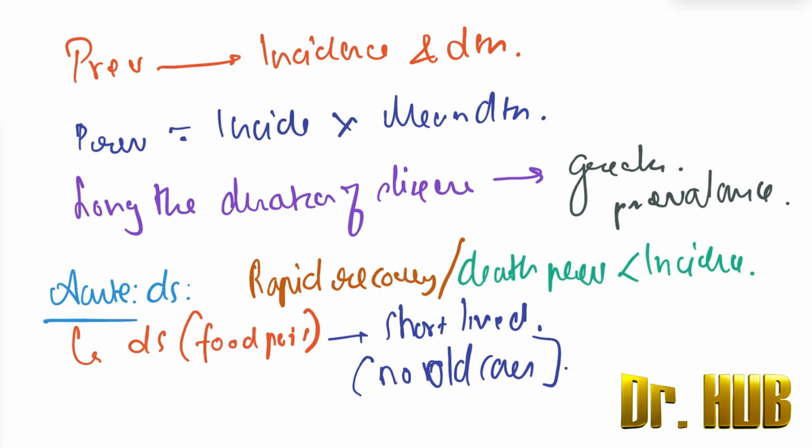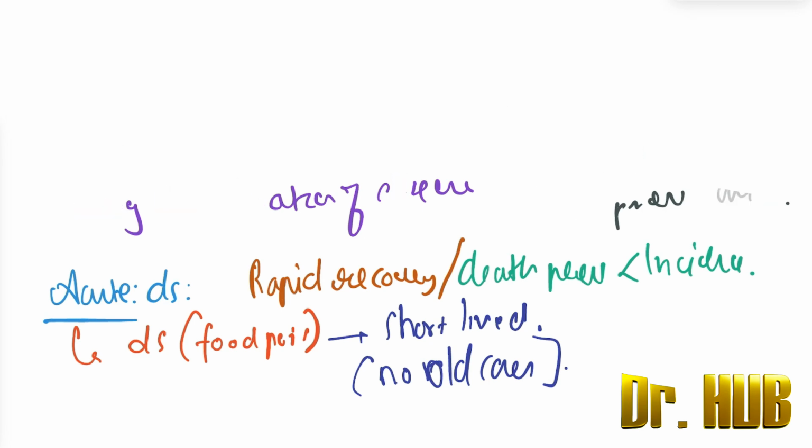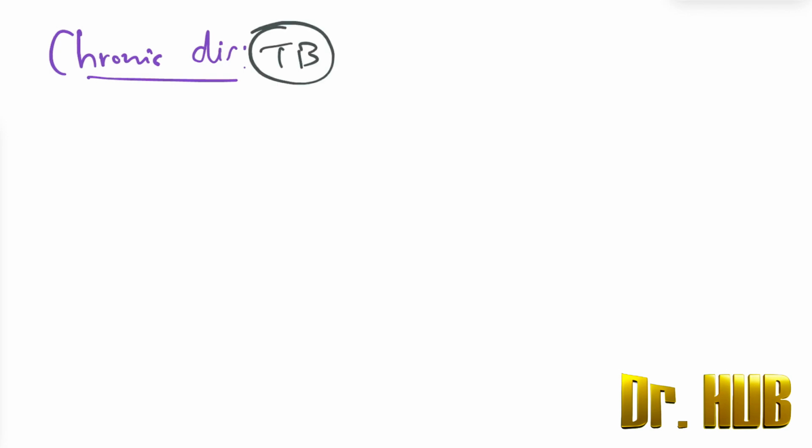Next we move on to chronic diseases like TB. Here the prevalence will be higher than that of the incidence.